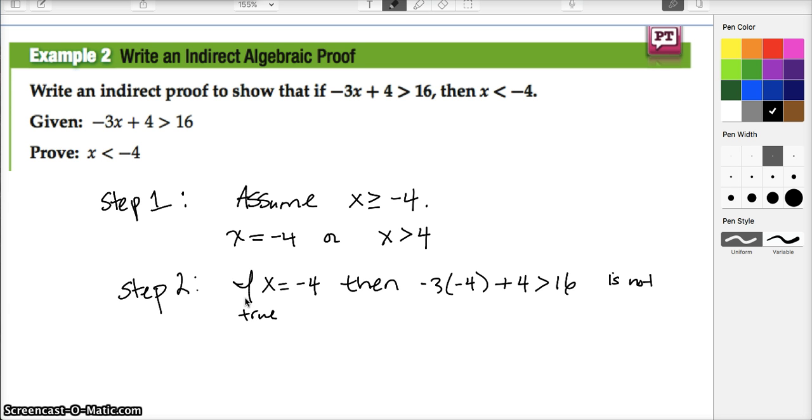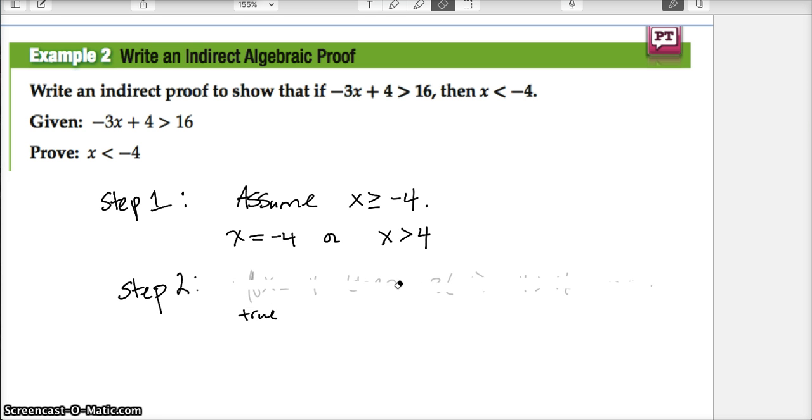Now, I don't know why I have a little I there. I know what I have. Let me erase this so this doesn't look so crazy. So let's look at the first situation.